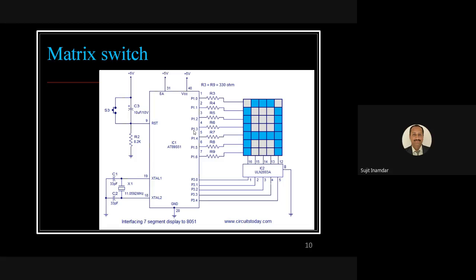So anyone want to write in the chat box, or should I write the answer in the chat box and explain? We only have to display one dot there. And if you look at the diagram, that dot, that square, is connected to P3.0.